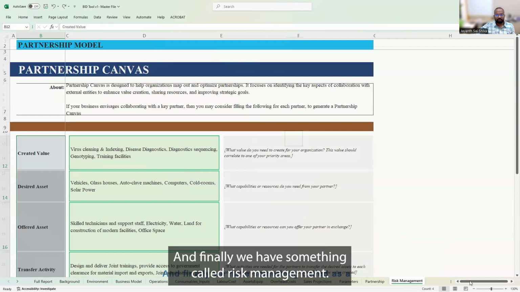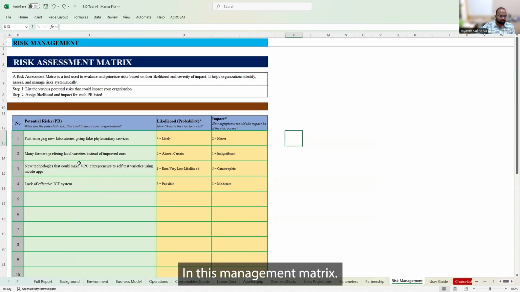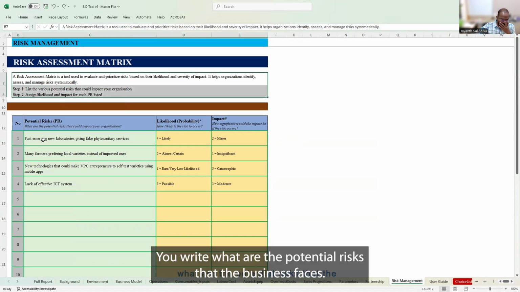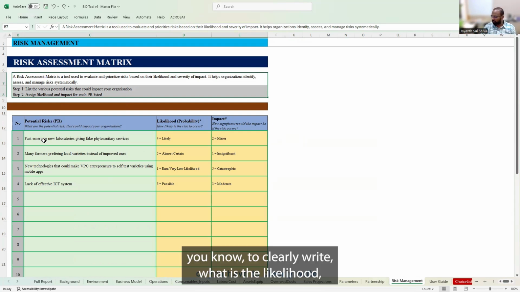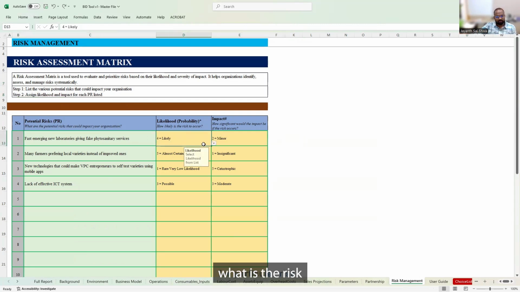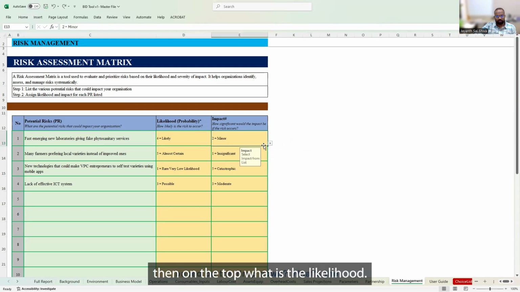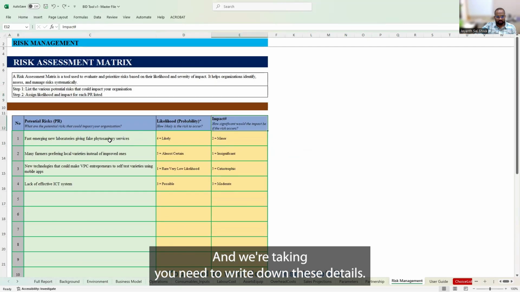And finally, we have something called a risk management matrix. In the risk management matrix, it's very simple. You read the guidelines again. You write what the potential risks are that the business faces. And after you write that, you have to clearly write what the likelihood is for a particular risk on this drop down, and what the impact of this potential risk is based on the drop down. What's the likelihood and what's the impact? You need to write these down in detail.